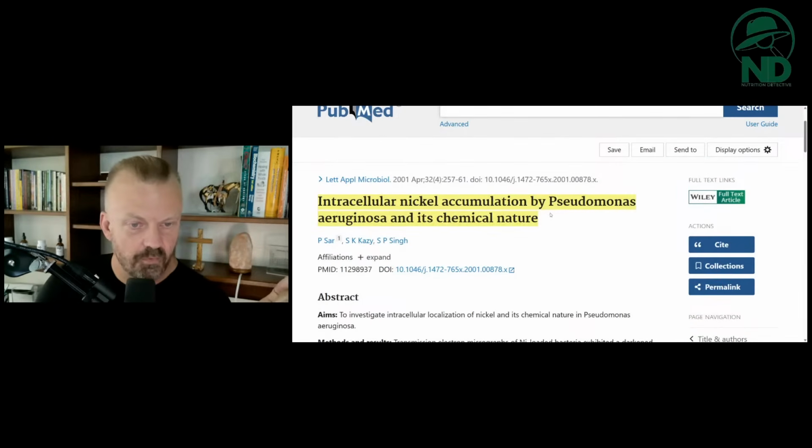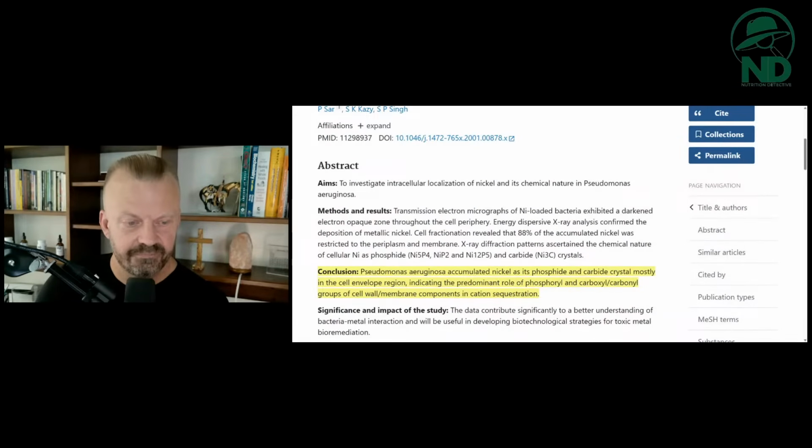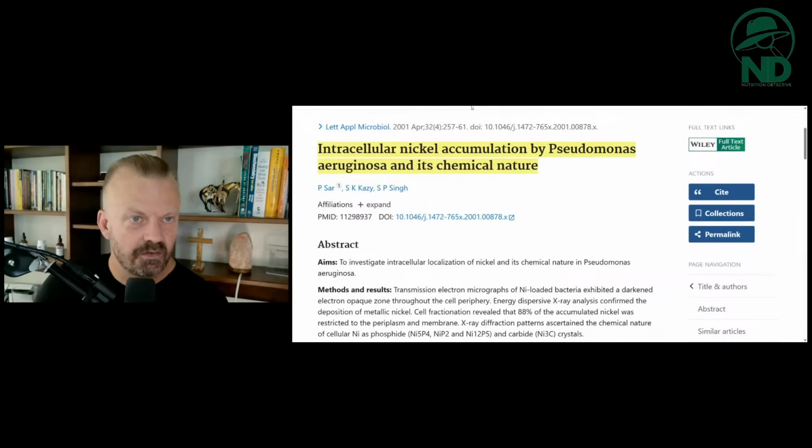Okay. So pretty straightforward here. Intracellular nickel accumulation by Pseudomonas aeruginosa and its chemical nature. Why is it accumulating nickel? Because it likes it. So let's go to the next one.